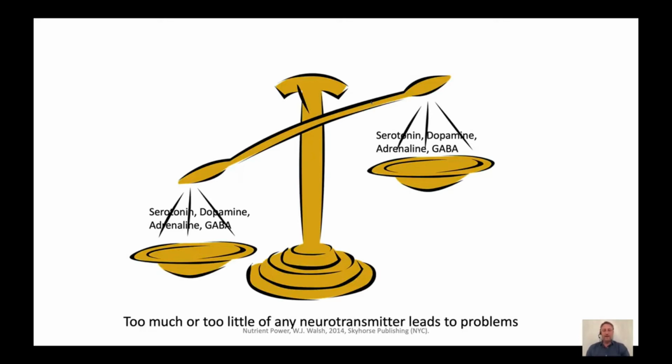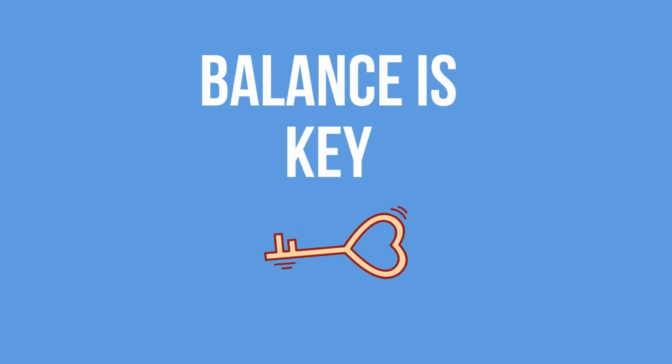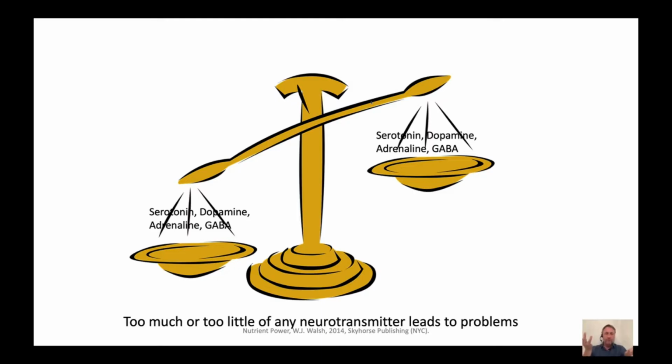Now, when we're looking at neurotransmitters, you want to be in balance. So too much or too little both create a lot of troubles. The key is to really figure out where you are and then start to try and get them into the right balance for your biochemistry so that your mood and energy and ability to interact with the world is as optimal as possible.